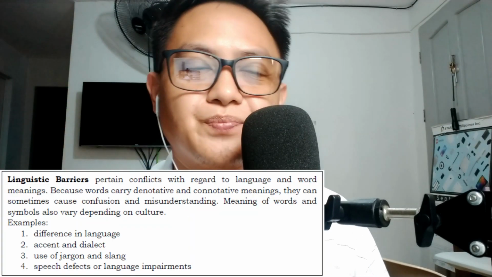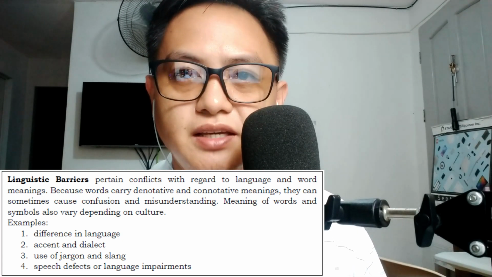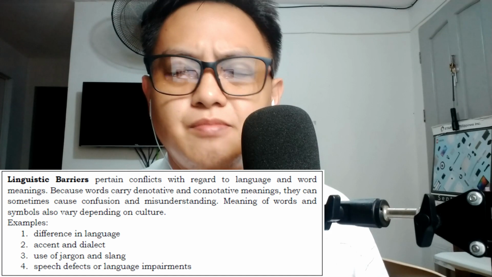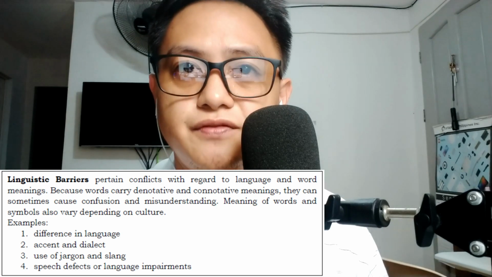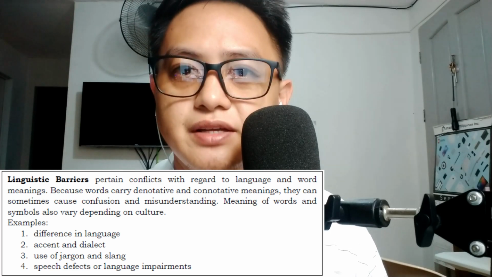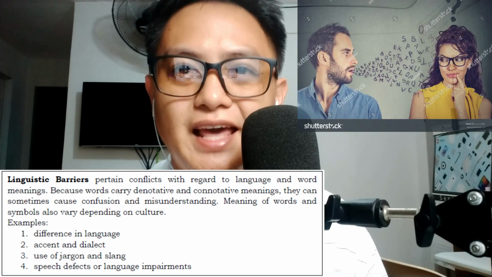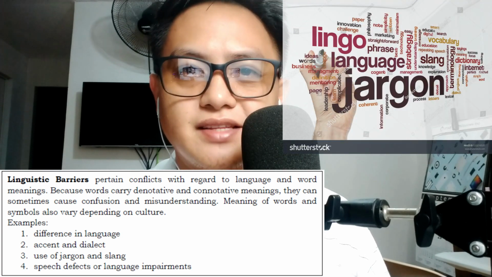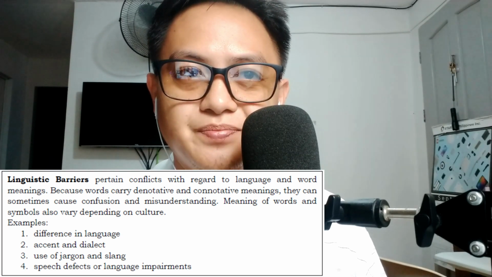The fourth one, linguistic barriers. Linguistic barriers pertain to conflicts with regard to language and word meanings. Because words carry denotative and connotative meanings, they can sometimes cause confusion and misunderstanding. Meaning of words and symbols also vary depending on culture. Examples: difference in language, accent and dialect, use of jargon and slang, speech defects, or language impairments.